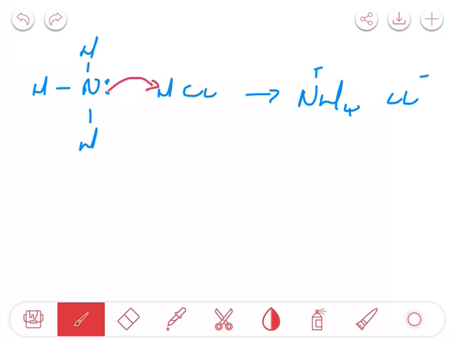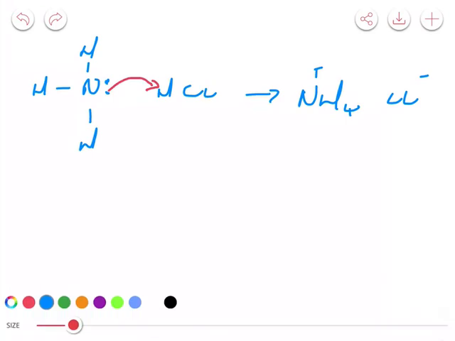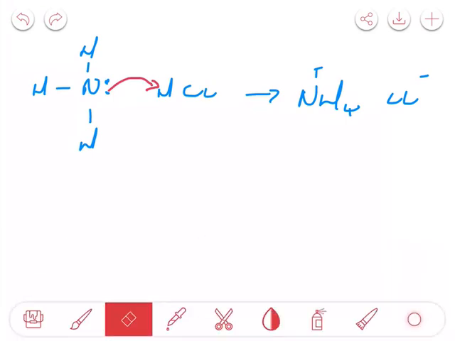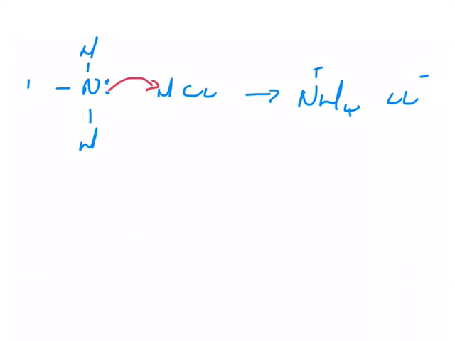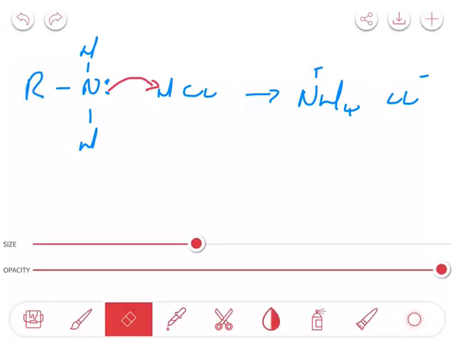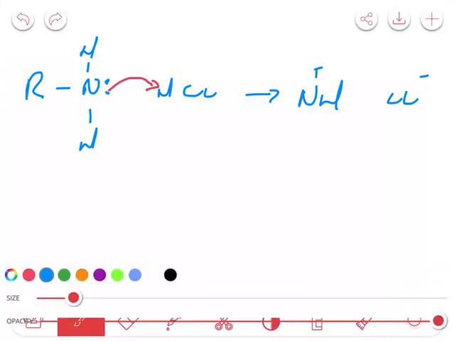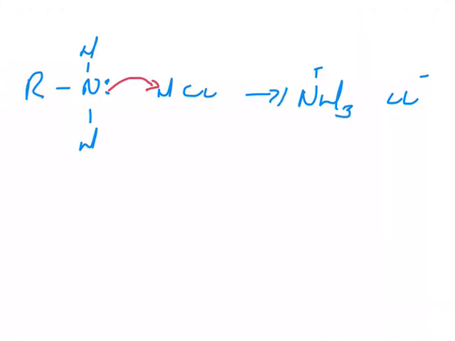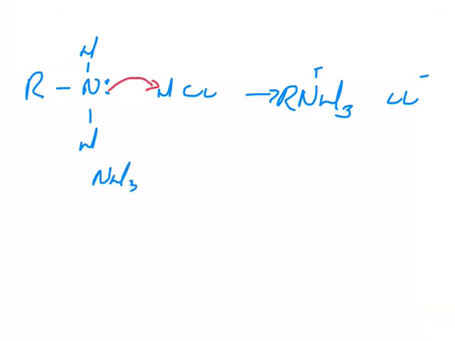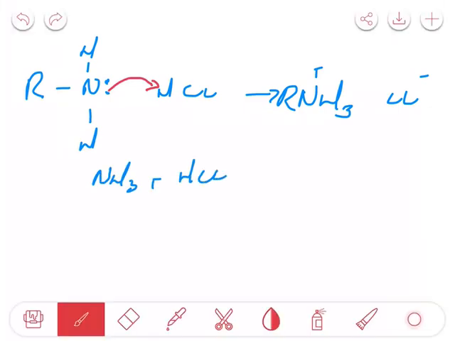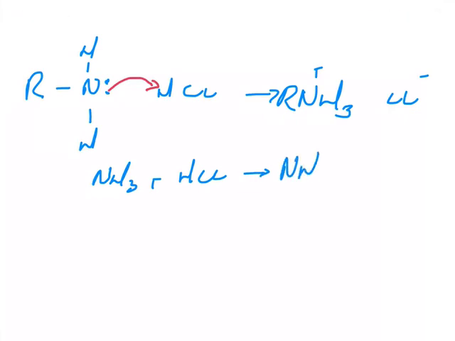The amines are identical to this because essentially the amines are derivatives of ammonia. So if I was to replace one of the hydrogens with an alkyl group here, what I end up with over here is one less hydrogen and an R group in front over there. So they behave in exactly the same way. So we know, for example, that ammonia plus hydrochloric acid forms ammonium chloride.